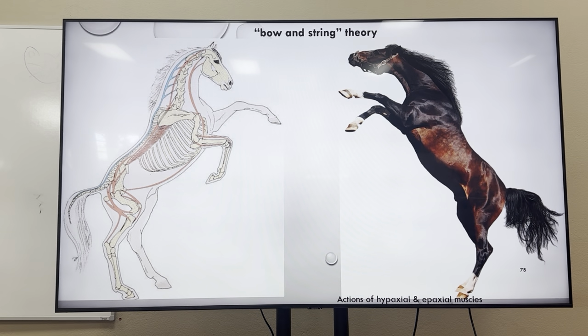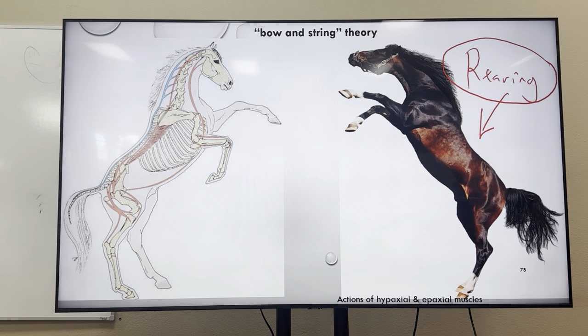Bow and string. So what would you call a horse in this standing position? What do you call this? It is called rearing. They're rearing, right? Yeah, it's called rearing. So when they're standing on their hind legs, it is called rearing.